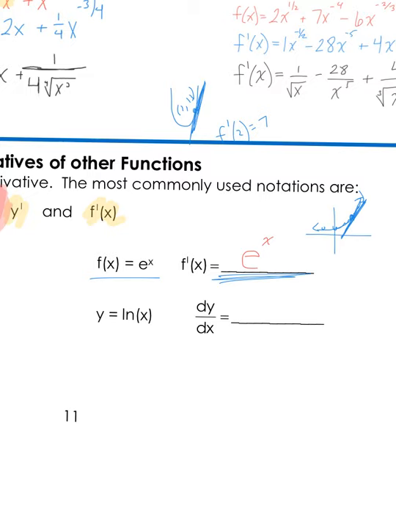Okay, that's the rate at which it's changing happens to be the same as the output. Okay, the next one, ln of x. The derivative is 1 over x. Okay, so there are 5 functions that are not polynomial functions.